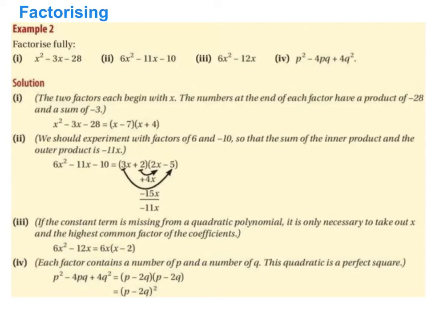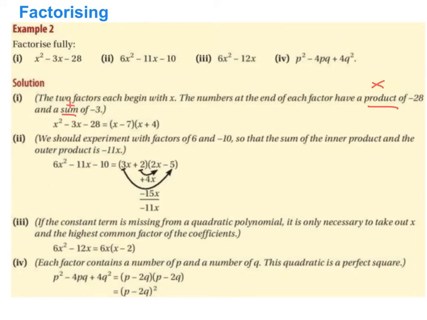And we know that there's going to be an x in the front of each bracket because we have an x squared. So the two factors each begin with an x. And the numbers at the end of each factor are going to have a product of minus 28 and a sum of minus 3. So the numbers at the end need to multiply together to give minus 28, and add together to give minus 3.